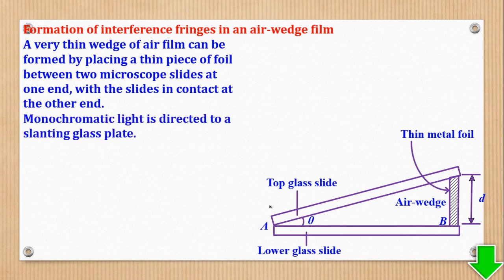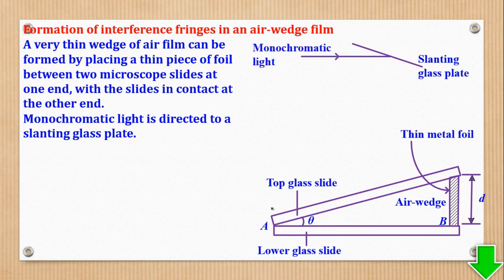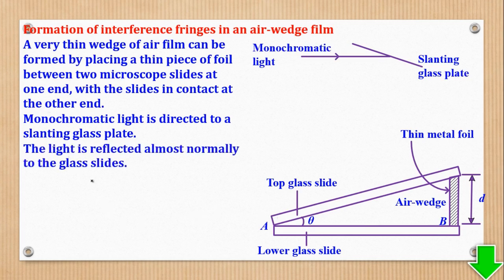Okay. Then they said monochromatic light is directed to a slanting glass plate. So we shall need a glass plate which is slanting. Then you shall need monochromatic light incident on it. So the light is reflected almost normally to the glass slide. So from here it will be reflected to meet the glass slide. Let's do that. Okay.